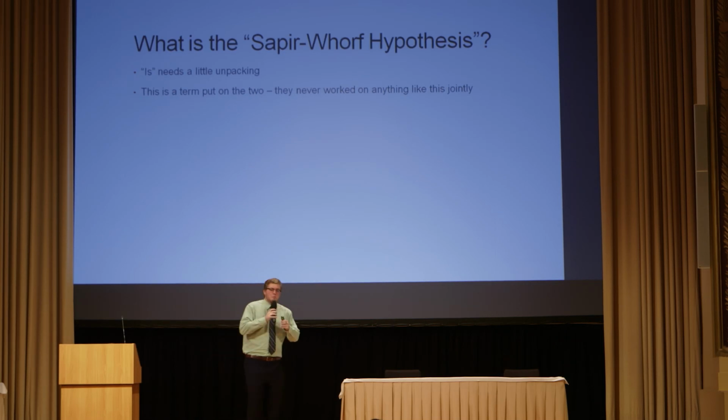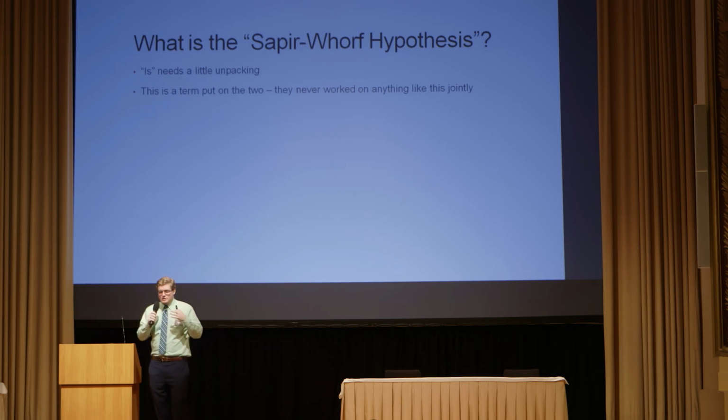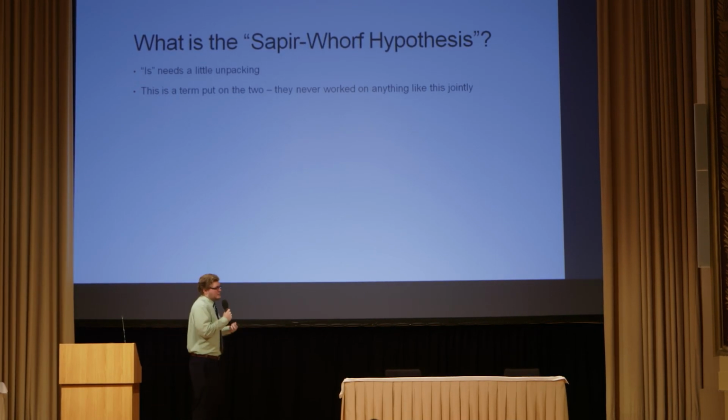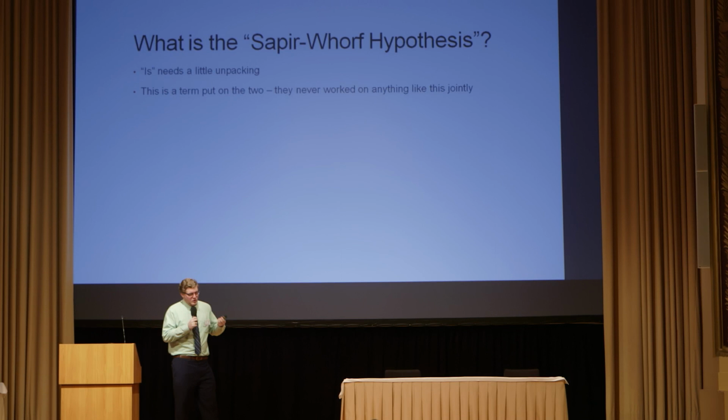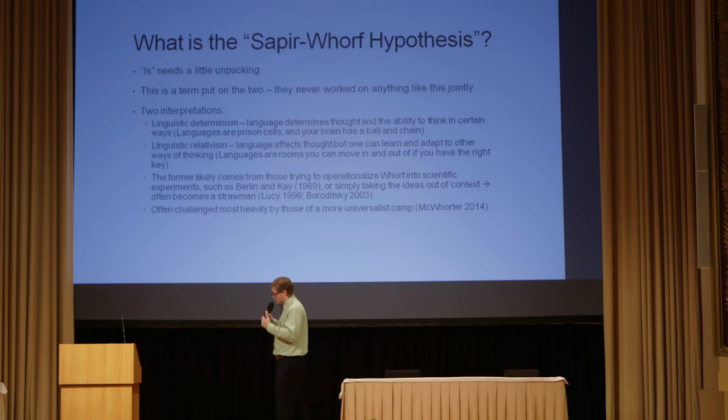So it's a term sort of put on the two. Sapir and Whorf never really jointly worked on this theory together. They never really got together and said, okay, this is our Sapir-Whorf hypothesis. Rather, it's sort of combined because the two worked on very similar things. But there are two interpretations of this hypothesis. The first one, which I argue is the less accurate one, is linguistic determinism.